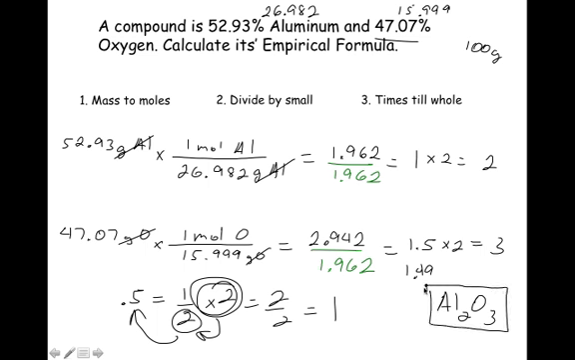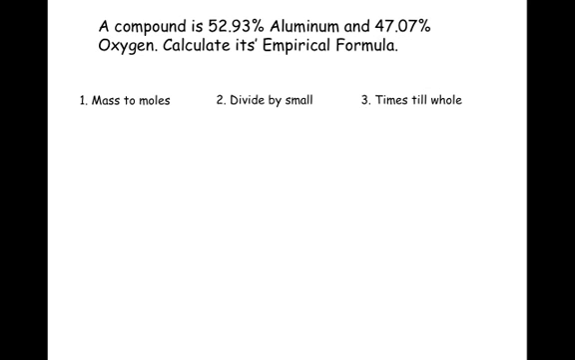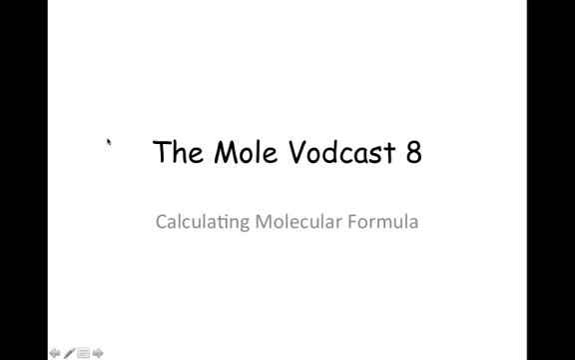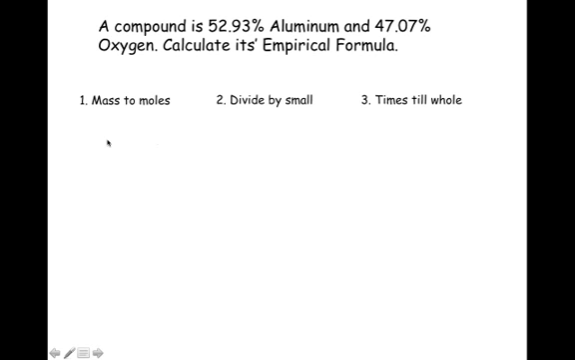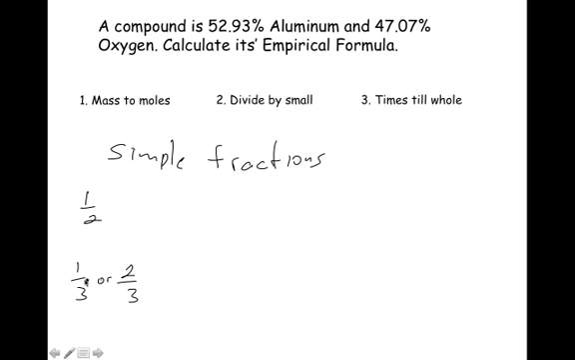Now, how do we know what to multiply by? What we're looking for here are simple fractions. That's what we're going to be working with. Most likely you're going to get 1/2 or 1/3 or 2/3. These are going to be probably 90+% of the possibilities you're going to get.